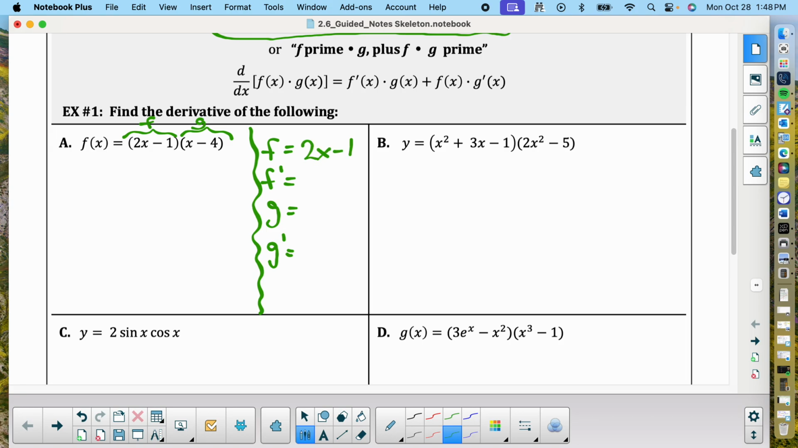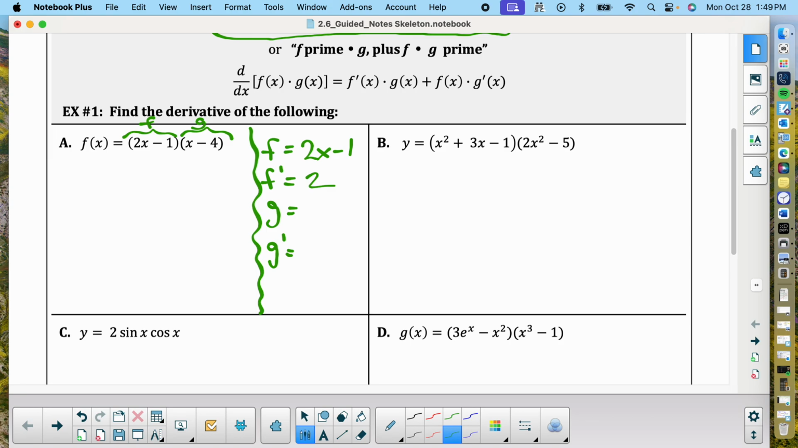I wrote it down. It doesn't matter which one you call F or G, almost everybody just picks the first one as F, but it doesn't matter, because with multiplication you can swap the orders. So we identified F as 2x minus 1, so F prime would be what? 2. Good.